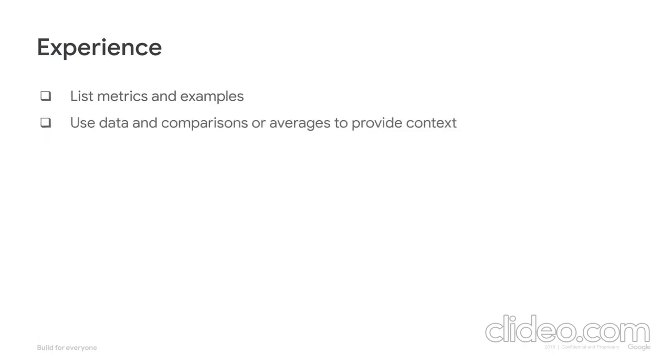and experience. It's important to focus on the results and impact of your work, so list metrics and examples concisely rather than writing long descriptions. Use data and comparisons or averages to provide context. We value data at Google and want to see you know how to apply it when speaking to your accomplishments.